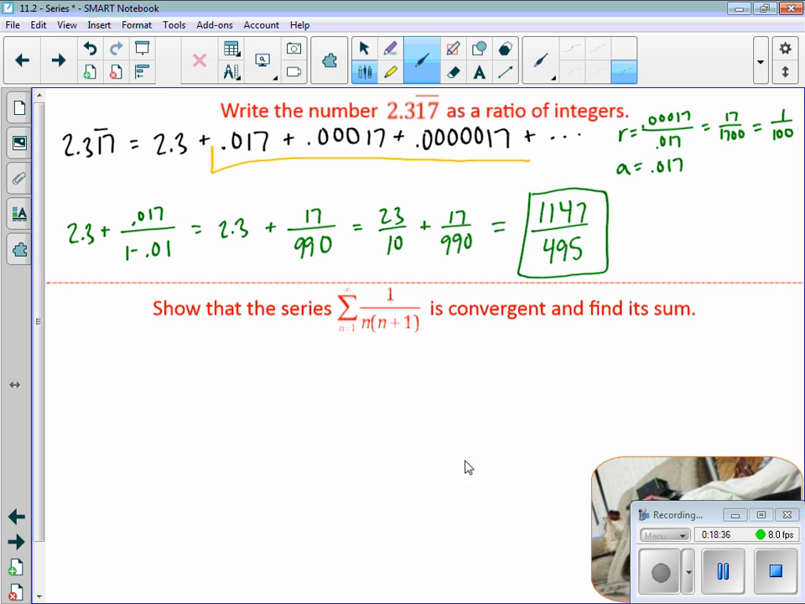So, questions? When it says here to write it as a ratio of integers, it's just a fraction. Yep, with an integer on top, integer on bottom. So they don't want a fraction within a fraction or a decimal within a fraction. So they wouldn't want you to go here.